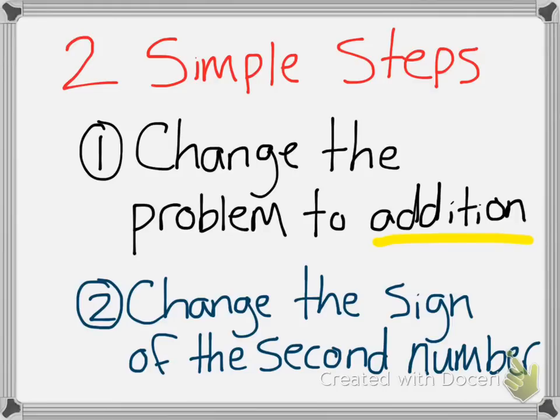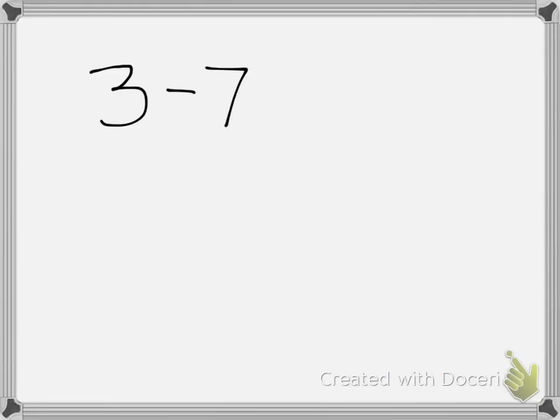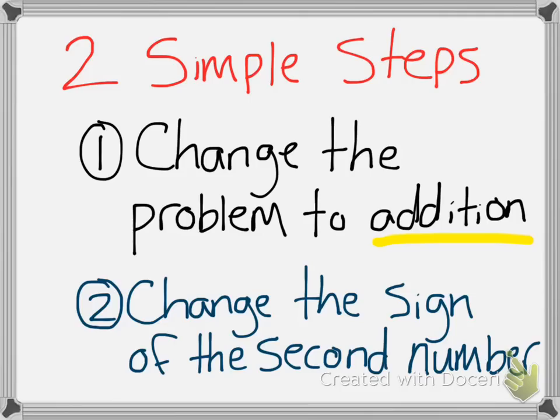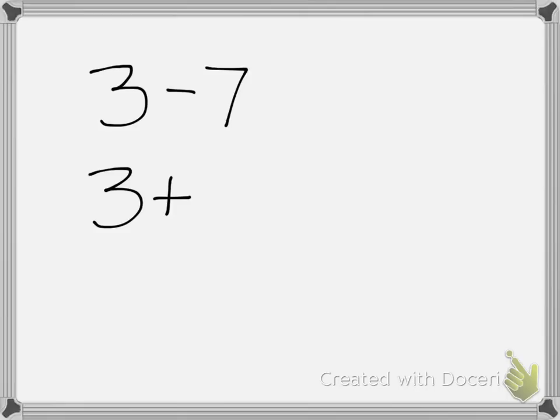So let's go ahead and see what that looks like. If you have the problem 3 minus 7, and we look back at the steps, the first step is change the problem to an addition problem. So I'm going to rewrite the problem 3 plus, that's our addition problem. Second step is to change the sign of the second number. Well, this is 3 minus 7, or you could say positive 3 minus positive 7. So to change the sign of the second number, you're going to make that positive 7 a negative 7. So now our problem is 3 plus negative 7.